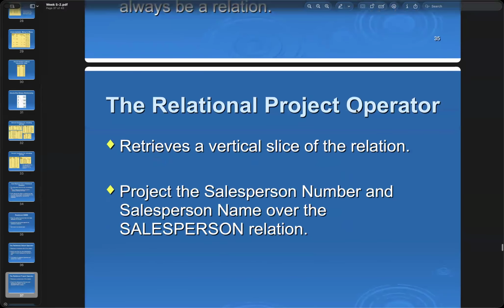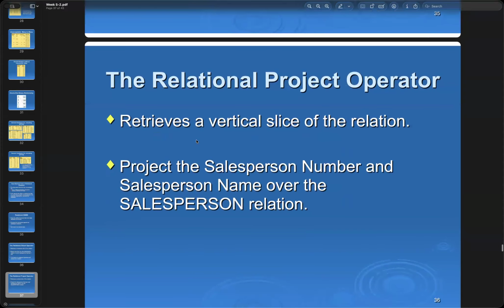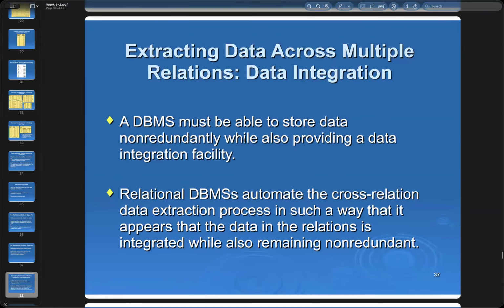And then the relational project operator. So we retrieve a vertical slice of the relation. If we only want the vertical slice, we project the salesperson number or name over the salesperson relation. It's called a project. And when we extract data across multiple relations, it's called data integration.